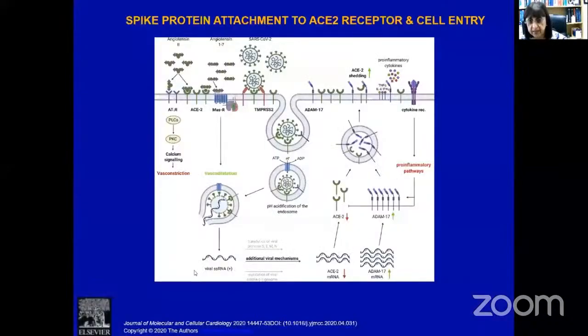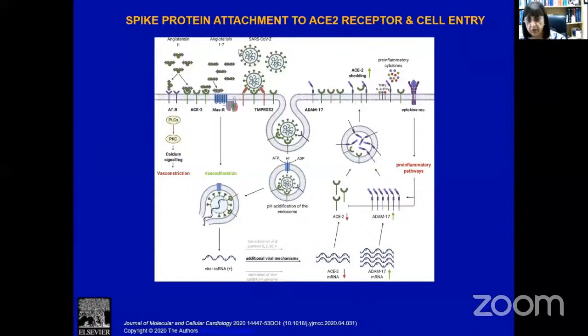So in that sense, when you go to this schema, you will see that here you have a cell membrane that not only has these green U-shaped structures, which are the ACE2 receptors, but it also has these red structures, which are the TMPRSS2 or serine proteases, both of which are necessary for the SARS-CoV-2 coronavirus to enter the cell.